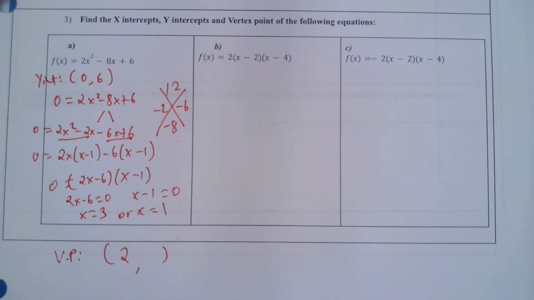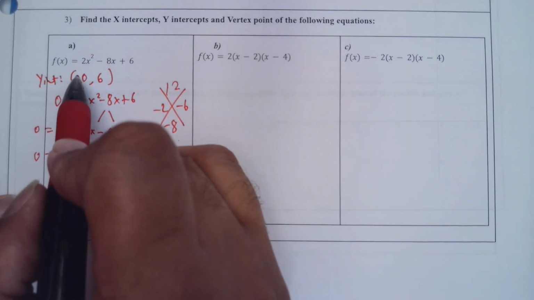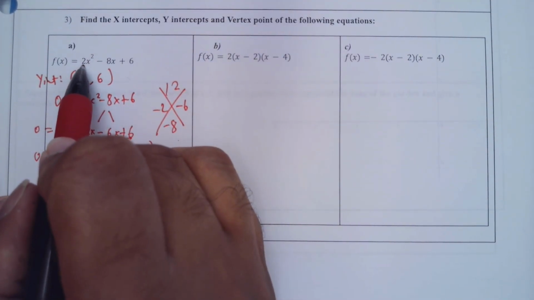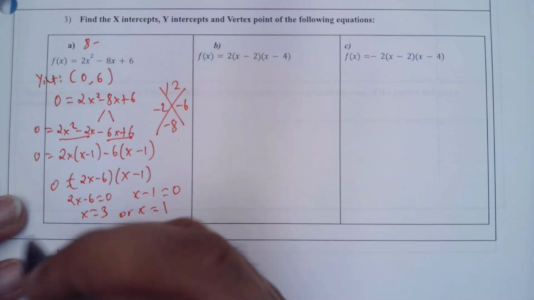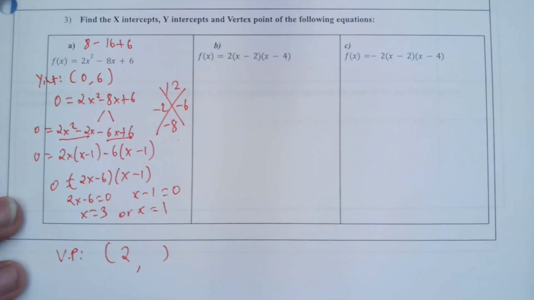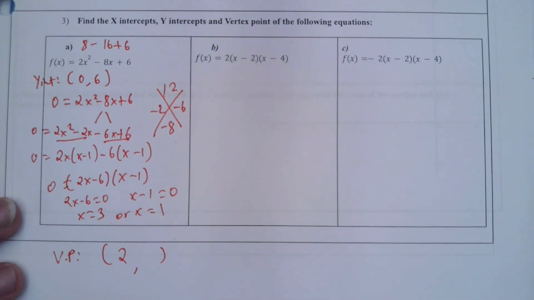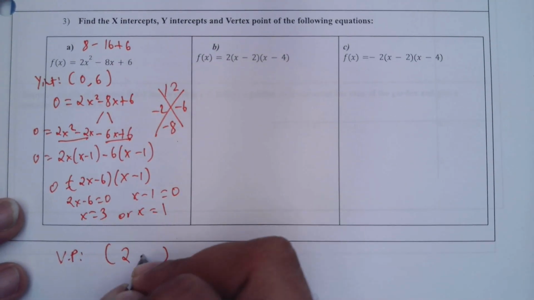And what is the y value of it? Well, you're going to plug it in, right? So when you plug it in, you get 2 squared, which is 4. 4 times 2 is 8, so that's 8. Minus 2 times 8 is 16. Plus 6. So what is that? 8 minus 16 is negative 8. Negative 8 plus 6 is negative 2. So it's 2 comma negative 2.